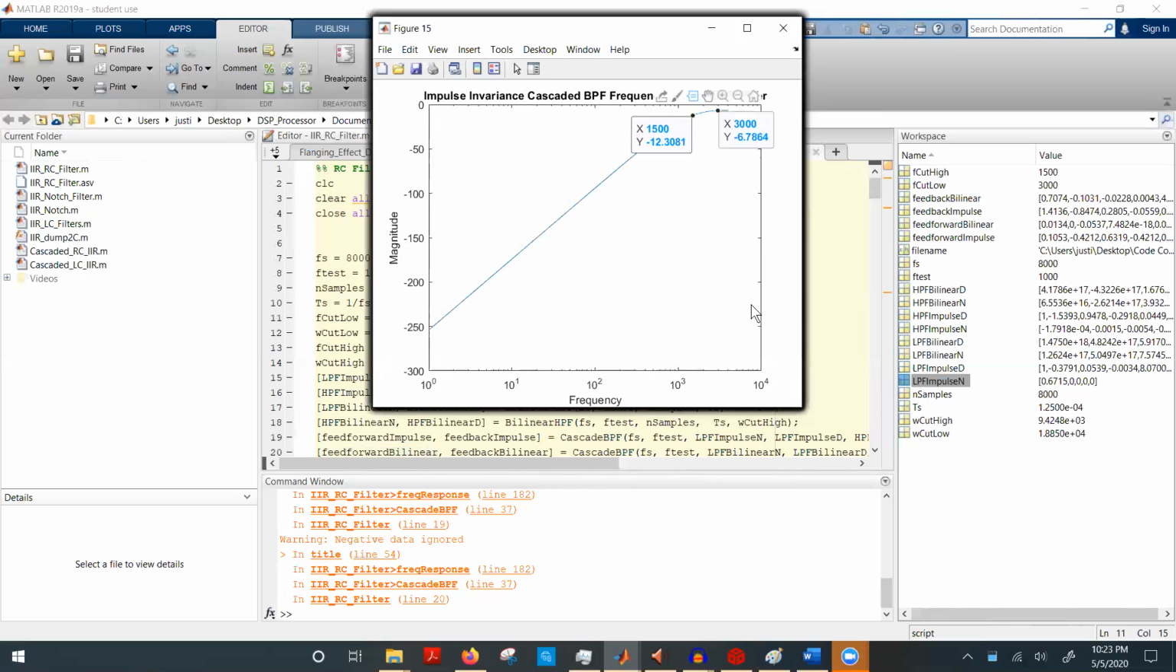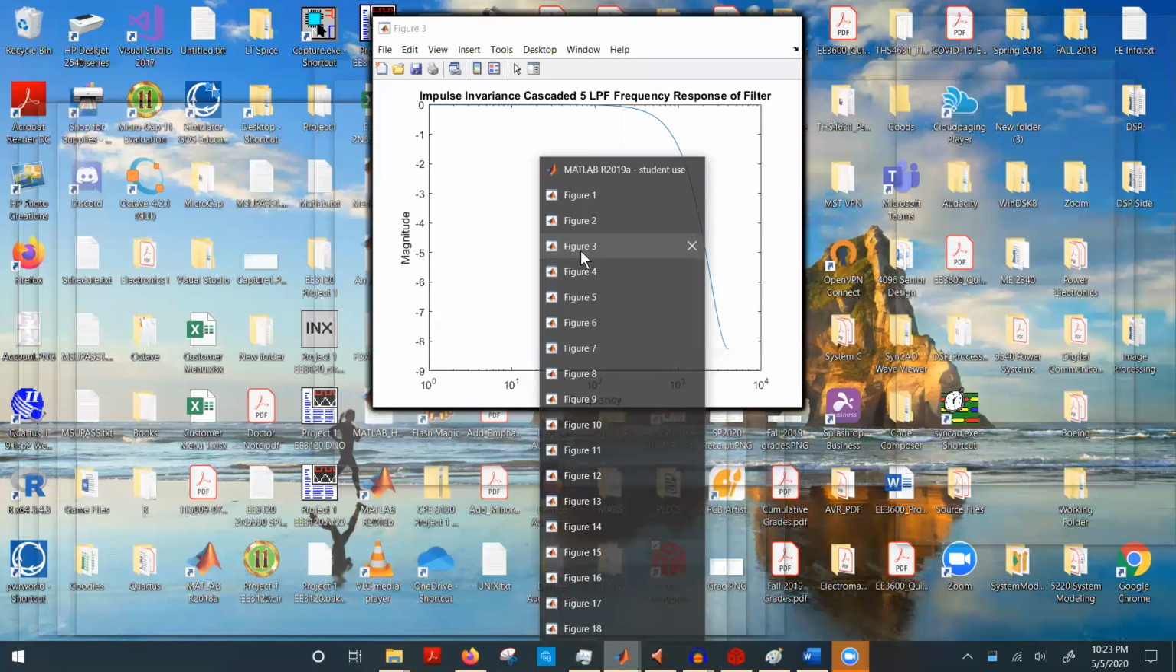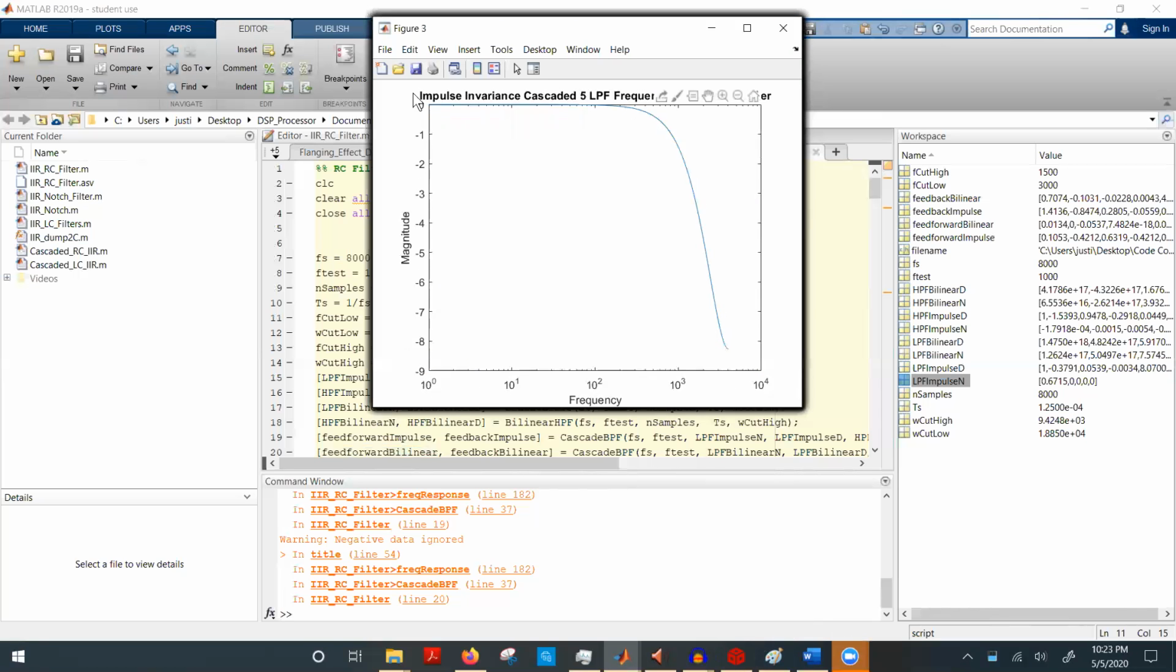This is the low pass filter. Let me find that figure real quick. Notice how the scaling here is not quite right for the low pass filter, and I'm not 100% sure why. If I take 3000, notice it doesn't look quite right here, which is why it's not looking correct over there.